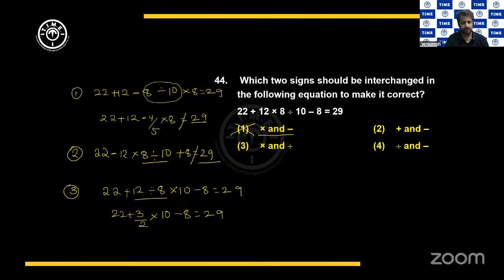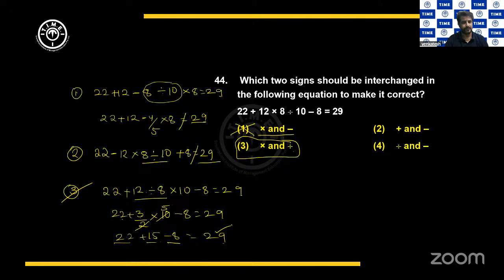Okay. So what I can do further? Yeah, multiplication. 2 5s. Now what it becomes? 22 plus 3 into 5, 15. So 22 plus 15 minus 8 is equal to 29. 22 plus 15, 37. 37 minus 8, 29. Perfectly matching. So choice 3 is your answer. So interchange of into and divided by are satisfying the conditions.